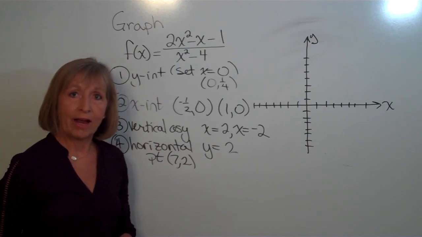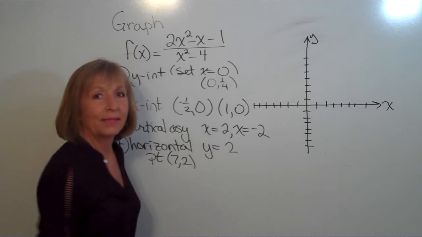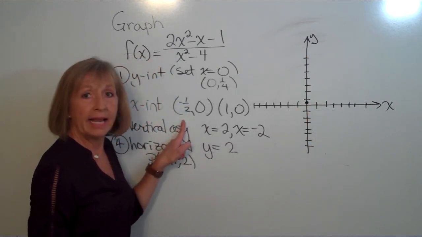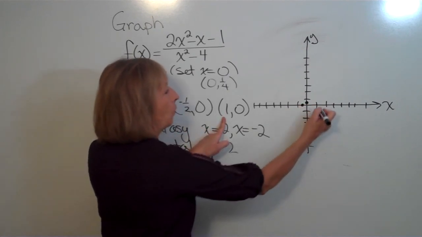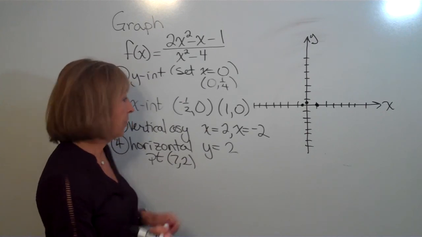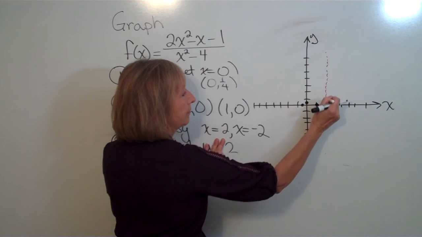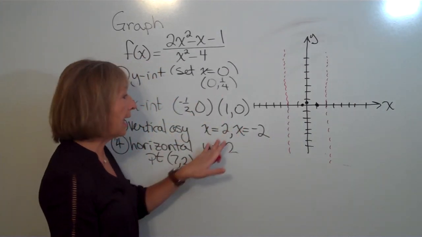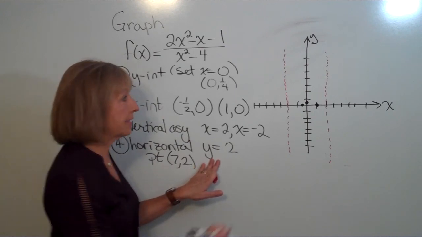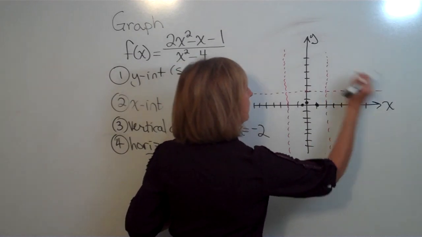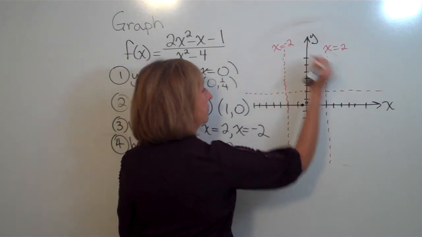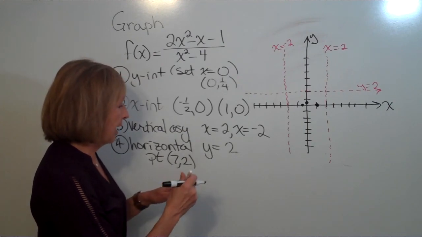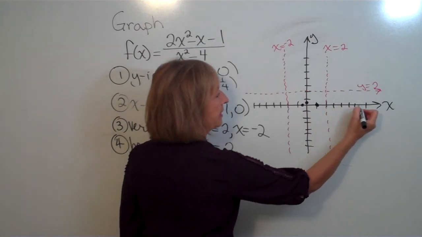So let's go ahead and put this information on the graph. We have 0, comma 1/4 as a y-intercept, so don't go left to right, go up 1/4 and draw a point. We have x-intercepts of negative 1/2, comma 0 and 1, comma 0. We have vertical asymptotes at x equal 2, as well as x equal negative 2. And notice intercepts are ordered pairs, asymptotes are equations. Then I have a horizontal asymptote at y equal 2. And then I have a point where the graph crosses the horizontal asymptote at 7, 2. So 1, 2, 3, 4, 5, 6, 7, 2.